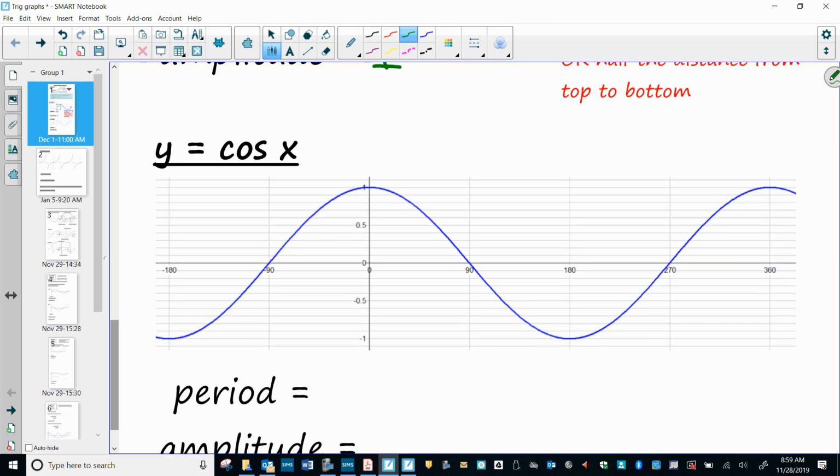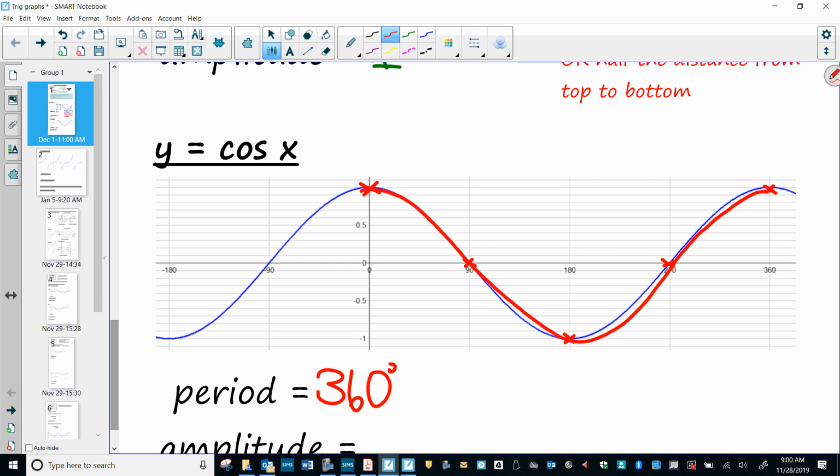Cos curve. You see it looks exactly the same, but the whole thing is just shifted across. So the cos curve starts up here at 1. If we did cos of 90, it would be 0. Cos of 180 would be -1. Cos of 270 would be 0. Cos of 360 would be 1 again. So a complete cycle for the cos curve is still 360 degrees. So our period is still 360 degrees.